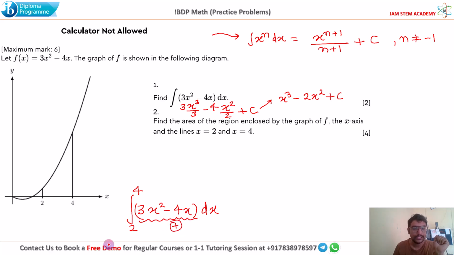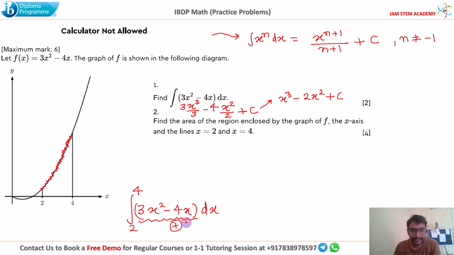You can see the graph of this f(x) is lying completely above the x-axis in this given range. So if it is lying completely above the x-axis, then you can directly apply this. Okay, if the graph is below the x-axis, then you have to find separate values and take the modulus and then add them up. Okay, that I will discuss in later sessions also.